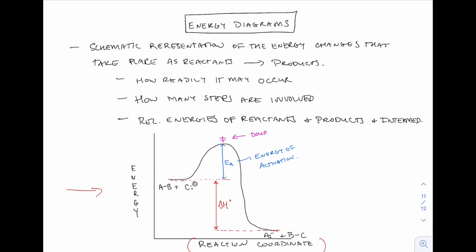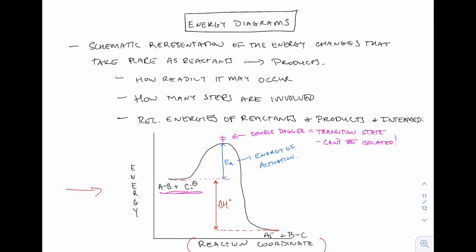The top of that hill is the transition state, indicated by a double dagger, and it cannot be isolated. You can isolate reactants, products, even intermediates, but you can't isolate transition states.